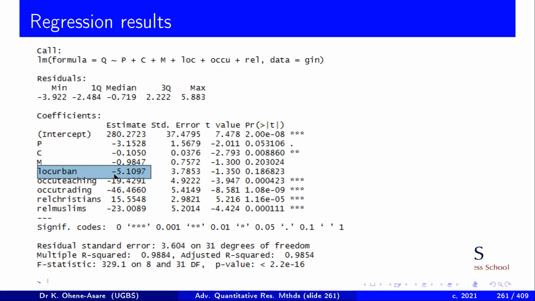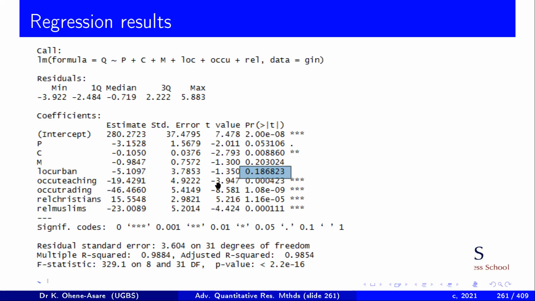But I rather said quantity demanded is predicted to be, is expected to be this or that, if the people are that than that. And you can say that, however, this is not significant. The reason you can say this is not significant is that the p-value for that coefficient is almost 19%. It's above 5%.